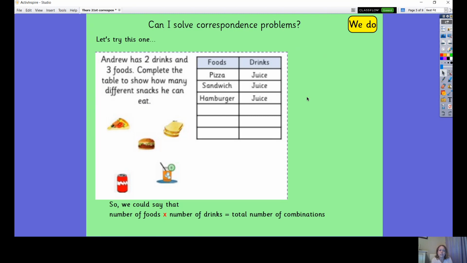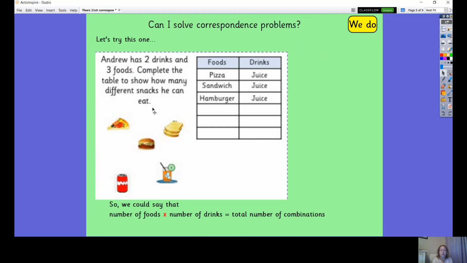So let's have a little look at this one. Andrew has 2 drinks and 3 foods. So his 2 drinks are his Coke and his juice, and then he's got his pizza, a sandwich, and a hamburger. So complete the table to show how many different snacks he can eat.